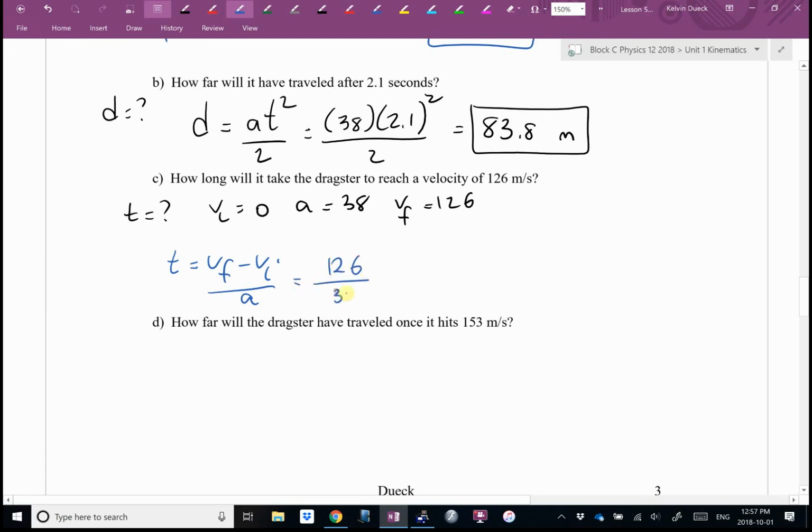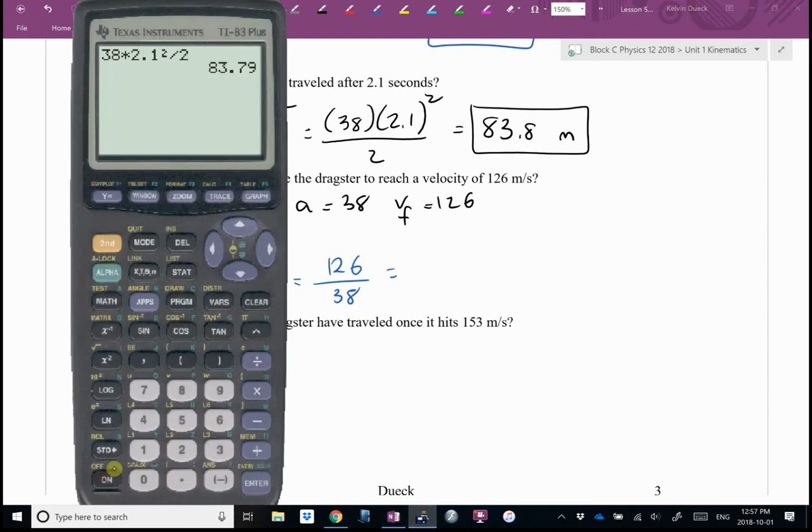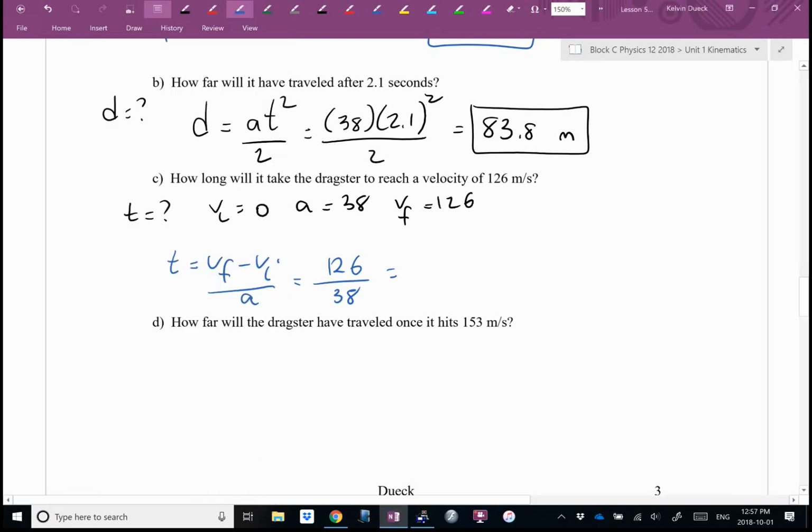126 divided by 38. 120 divided by 40 would be 3. It's going to be a little more than 3. Ooh, there's a 7. Yuck. I'm getting a repeating yucky 3.2 something. You know what? If I can't get it to 3 sig figs, I didn't do it in my head. 3.32. And time, seconds. Oh, there's a 19 in the denominator. That's why it was so ugly.